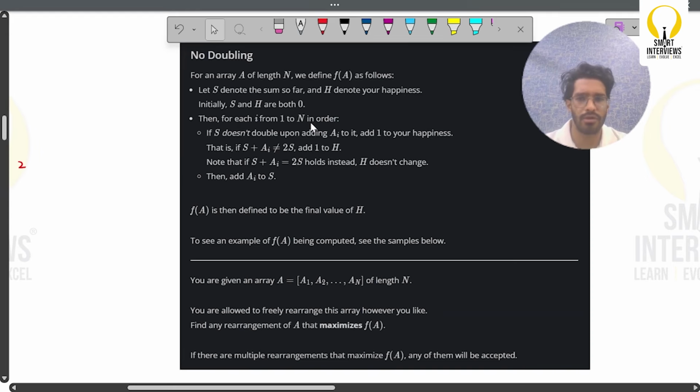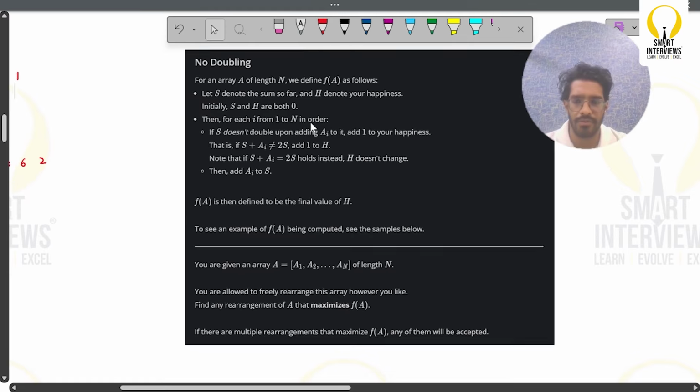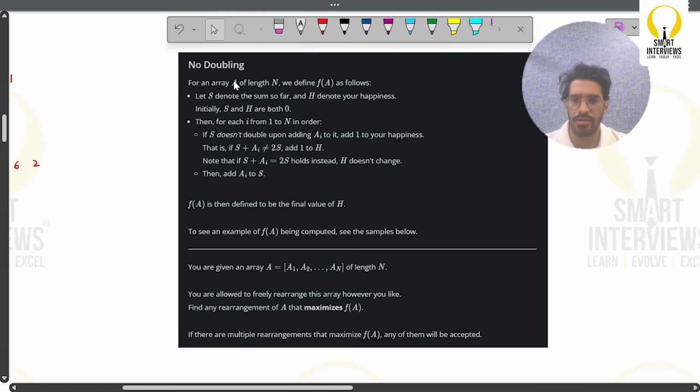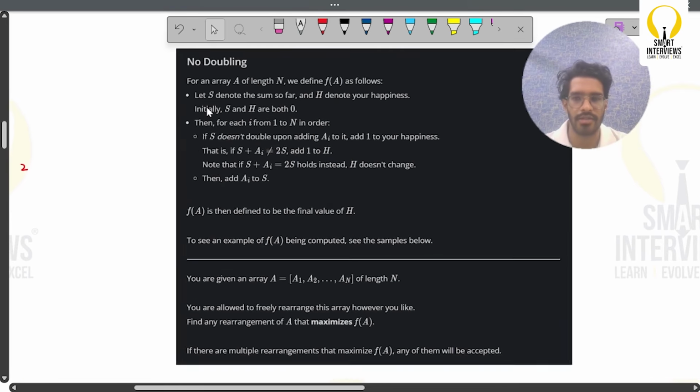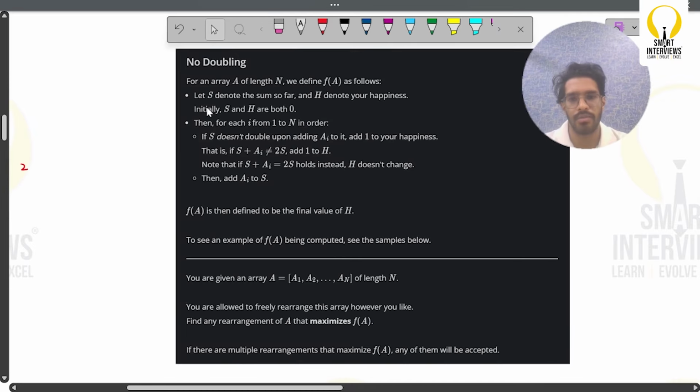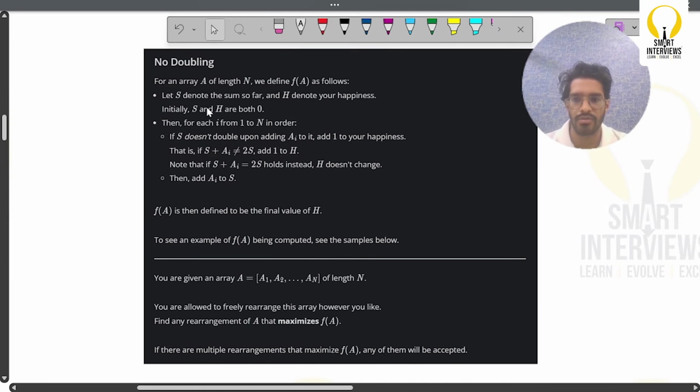So let's move forward to another problem. The next problem is known as Ulj. Now let us first go through the problem statement and then understand the problem better by going through the examples. So they are basically giving us an array A of length n.